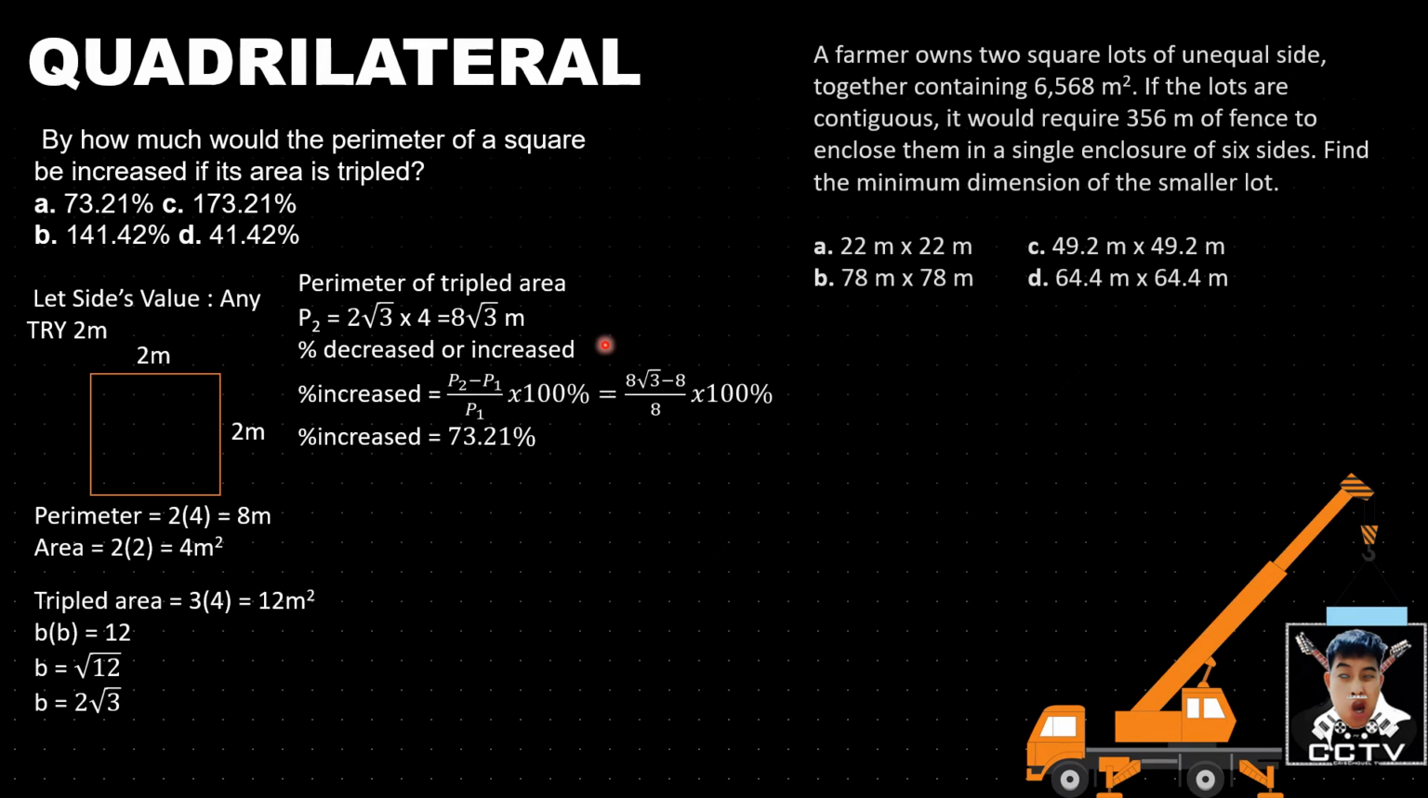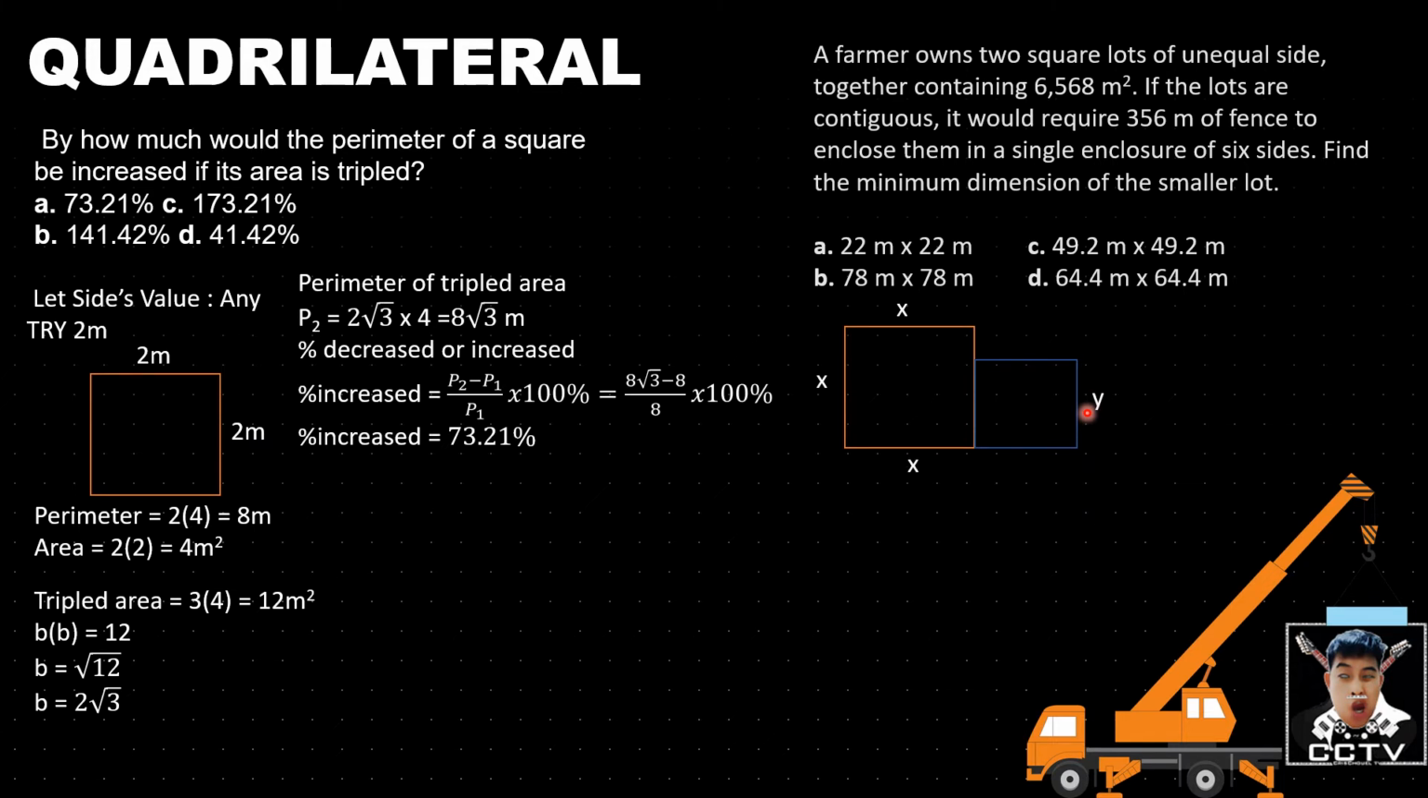Another example, a farmer owns 2 square lots of an equal side, together containing 6,568 square meter. If the lots are contiguous, it would require 356 meter of fence to enclose them in a single enclosure of 6 sides. Find the minimum dimension of the smaller lot. Pag sinabi natin contiguous, magkatabi lang yan. Ganyan. At sabi dito is unequal sides sila. Kaya mas maliit yung isa.